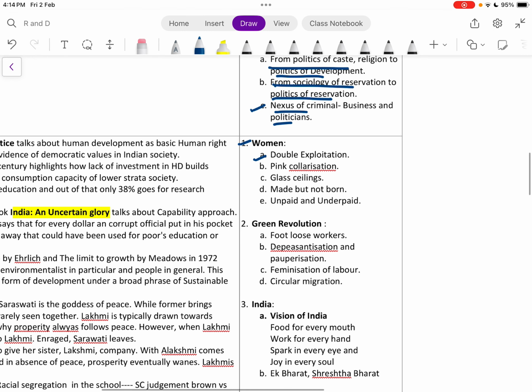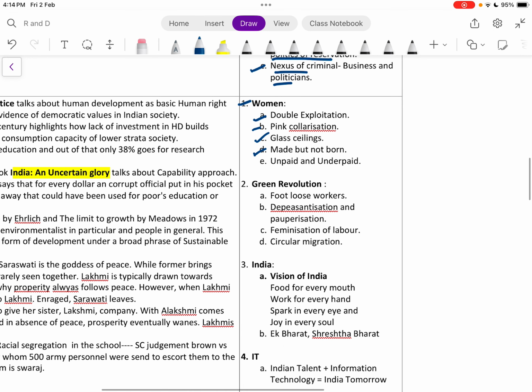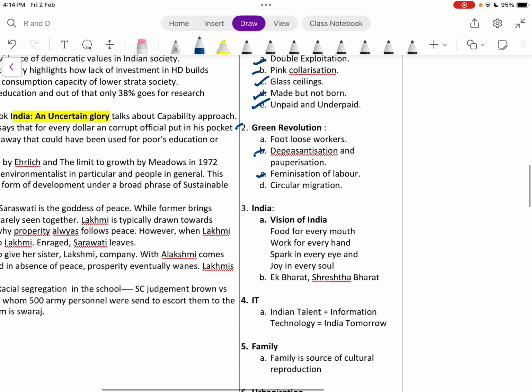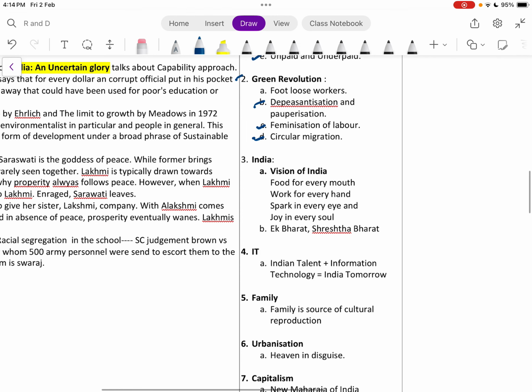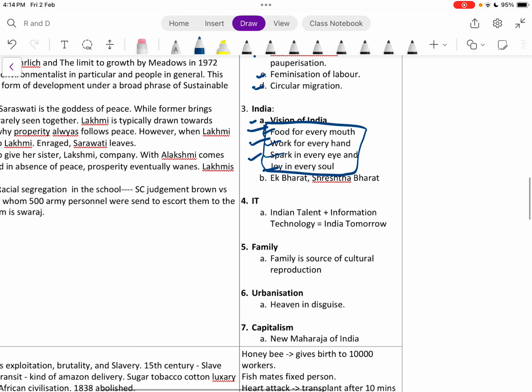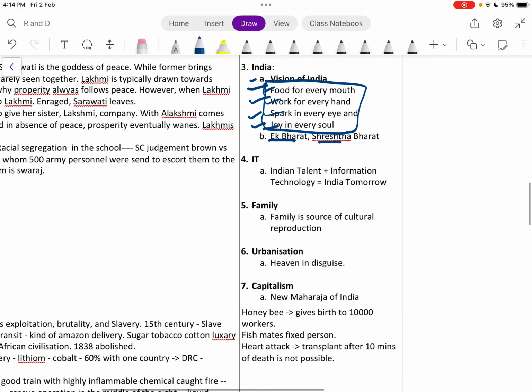Women: double exploitation, pink colonization, glass ceiling, made but not born, unpaid and underpaid. The green revolution, footloose workers, depeasantization, feminization of labor, circular migration. Vision of India: food for every mouth, work for every hand, spark in every eye, and joy in every soul. Very good thing. Ek Bharat, Shresth Bharat.